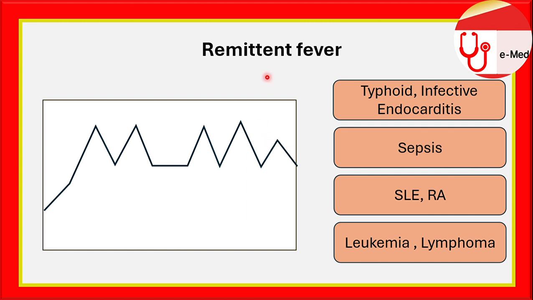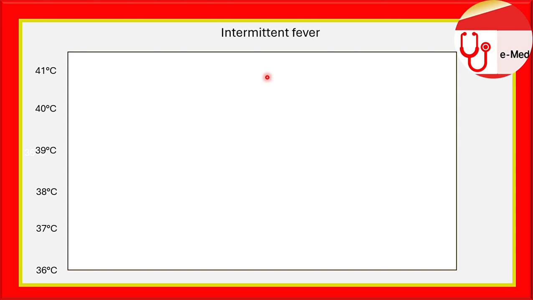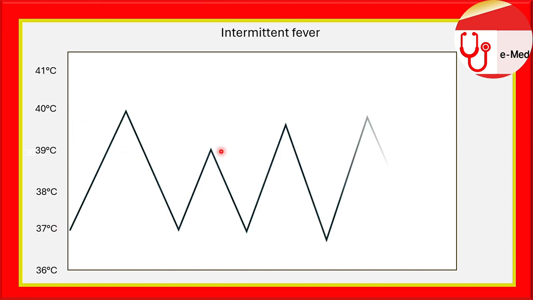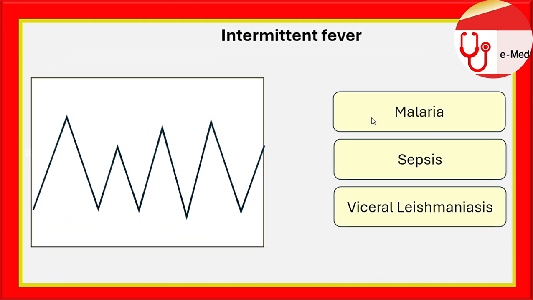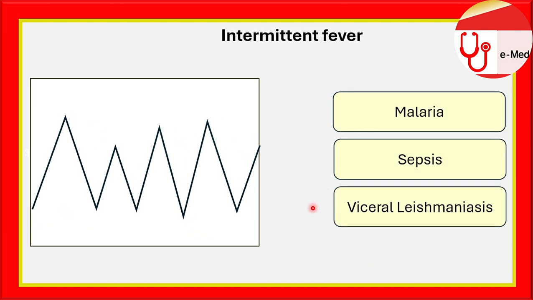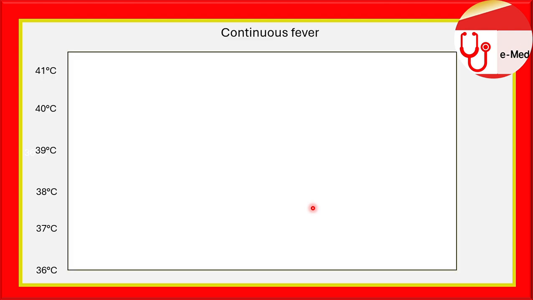Now let's move on to another one. In intermittent fever, the fluctuation in temperature is again more than 1 degree Celsius and it touches the baseline in between. So in a 24-hour duration, the temperature touches the baseline and the variation in between is more than 1 degree Celsius. The examples of intermittent fever include malaria, sepsis, visceral leishmaniasis.